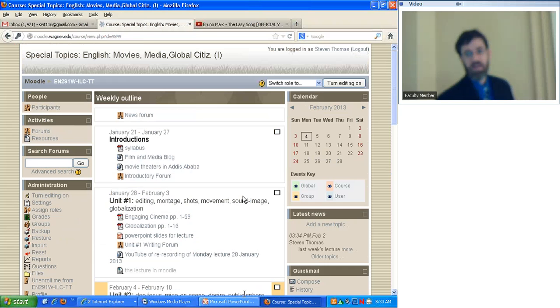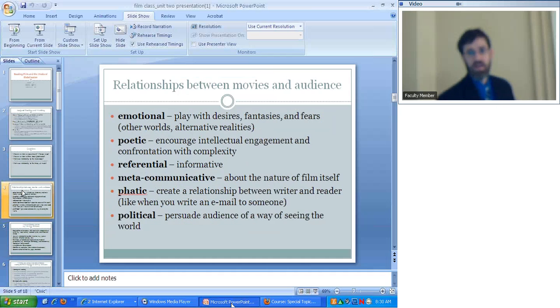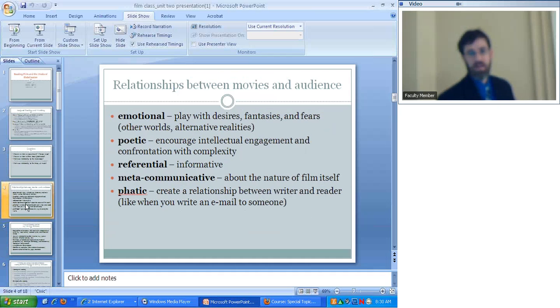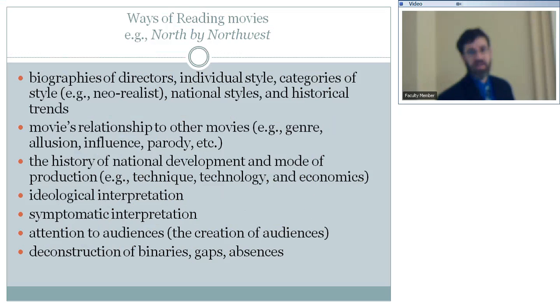Every single time I log on to the computer, it's like I have to re-upload everything. Okay, I'll just tell you it's on the syllabus.